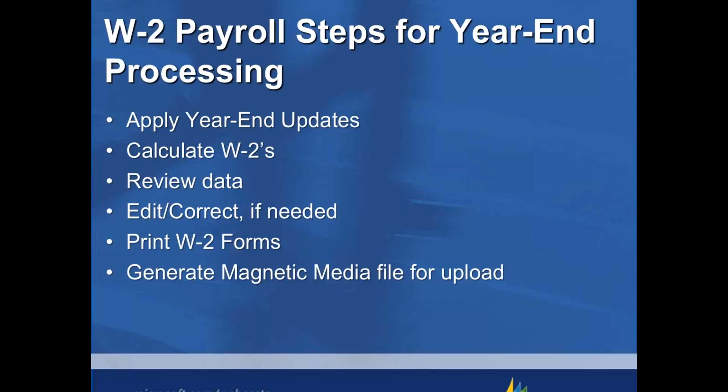Okay, for processing W-2s. Apply the year-end updates. That's what we talked about at the very beginning, that year-end update from Microsoft. It's coming out right before Christmas. Calculate the W-2s, review the data, edit and correct if needed. So if you find an error, you go back and correct the data, and then rerun the W-2 calculation. When it's correct, of course, print the W-2 forms or generate the magnetic media.